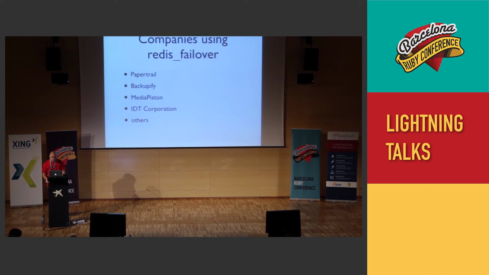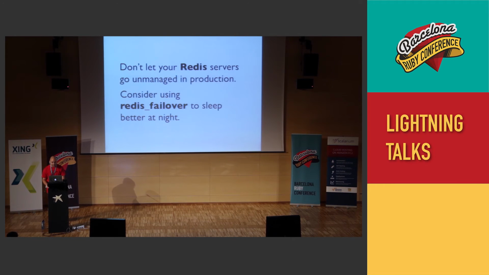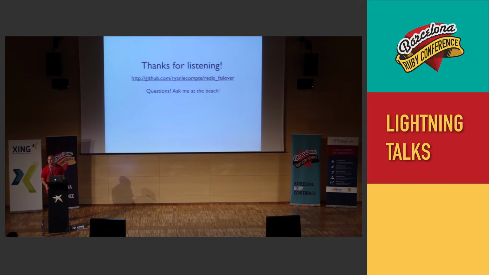There are companies already using Redis Failover in production, notably Papertrail. So consider using Zookeeper in your architecture to help you solve your next distributed programming challenge. I really encourage you guys to check out Zookeeper. I feel like Rubyists don't take advantage of it enough. And don't let your Redis servers go unmanaged in production. Consider using Redis Failover. And thanks. Ask me questions at the beach.